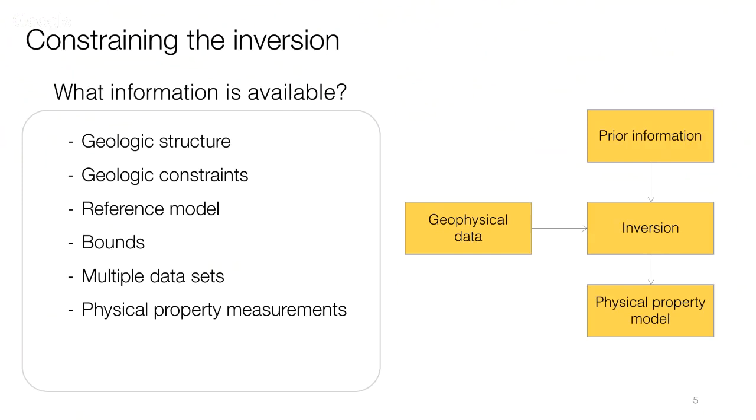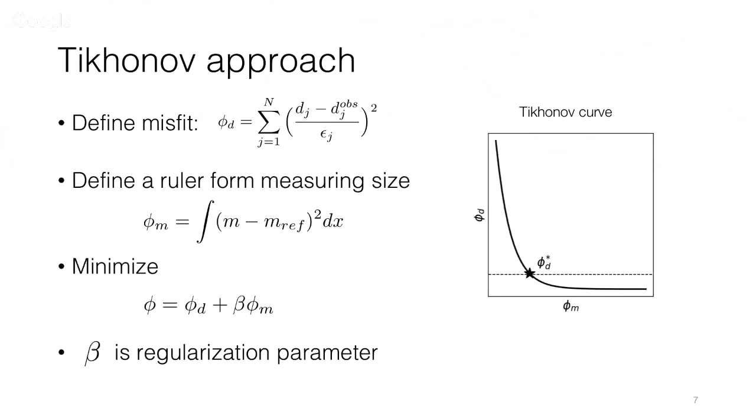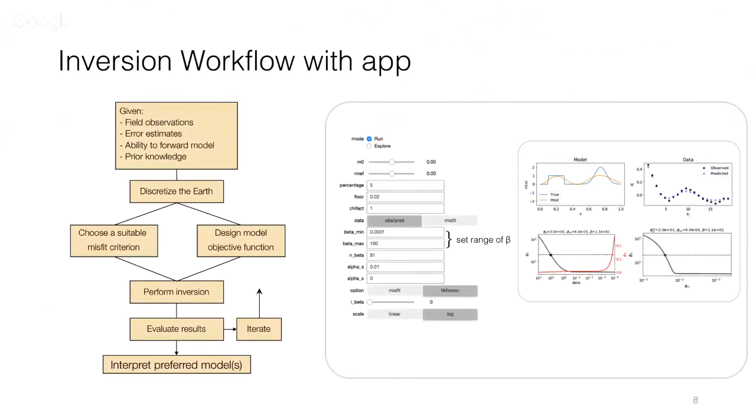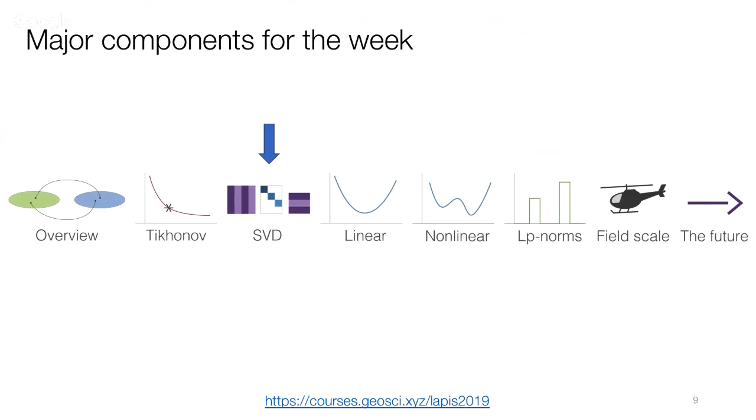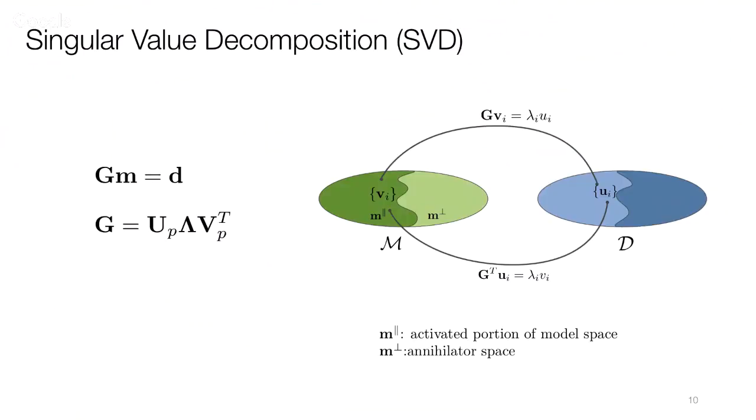So we've got a box like this, and we've got these various types of information, and we want to somehow put that in. Throughout the course, we've been gradually putting more and more of that information in. On the Tikhonov, we've set up the problem so that we have a misfit, model norm function, we're going to minimize this, where beta is our regularization parameter. And we provided an app that you can go ahead and play with. SVD: we take the matrix that we're interested in, our forward modeling matrix for a linear problem, and we decompose that into a product of three matrices. The matrix U, its columns are vectors in the activated model space.